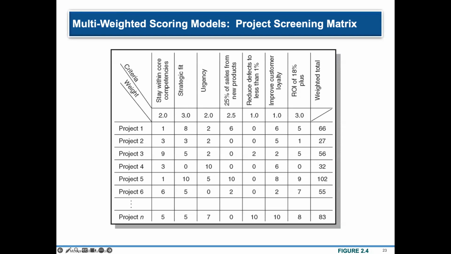So, syempre, hindi mo i-prioritize yung project na least aligned with your current vision or mission. Because as we said, each project that is being implemented should bring the company closer to its goals. All right, so I hope that is clear with the multi-weighted scoring models.